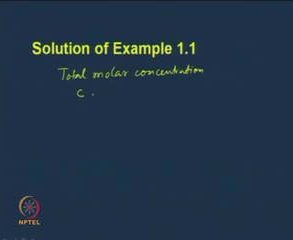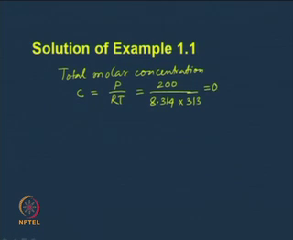So, C is equal to P by RT. Pressure is given as 200 kilopascal, and RT we can write as 8.314 into temperature 313 Kelvin. So, it will be around 0.077 kmol per meter cube.